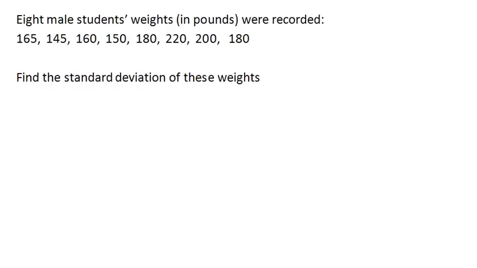So we have 8 male students' weights in pounds recorded here, and we're going to find the standard deviation of these weights. And just to be clear, this data was a sampling, and so we're going to use the sample standard deviation here. So the first thing we need to do is find the mean of our data. To do that, we'll add up all of our data, which adds up to 1,400, and divide it by the number of data values. We've got 8 data values, and we end up with a mean of 175.